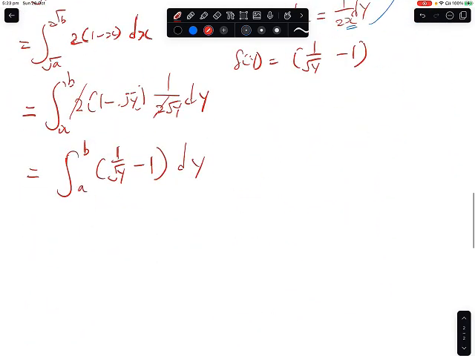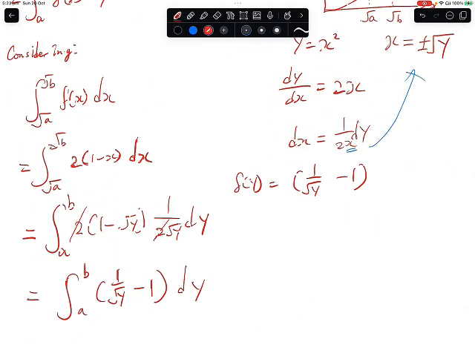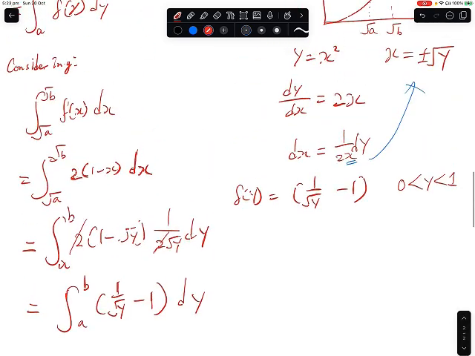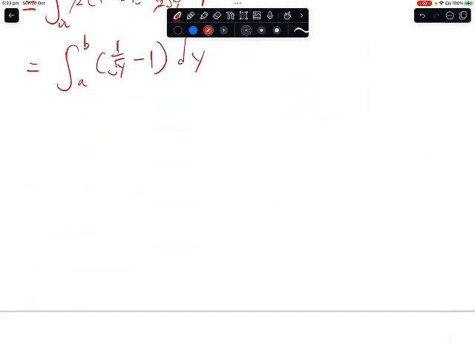This is question 2. Because x is between 0 and 1, y is also between 0 and 1 here.